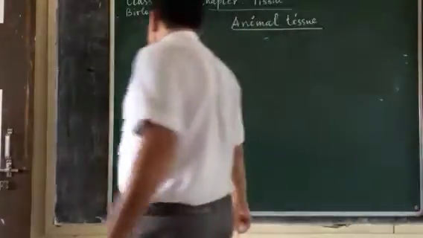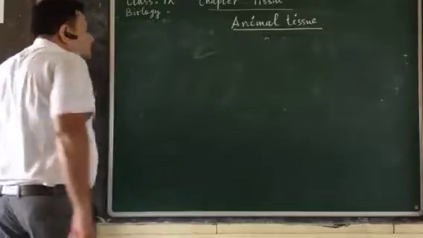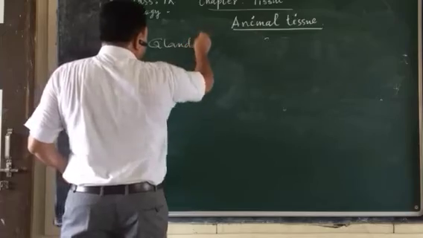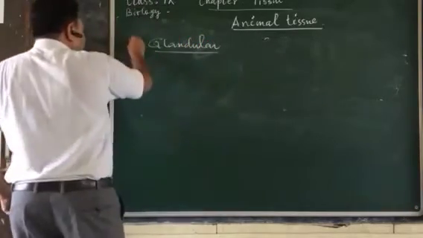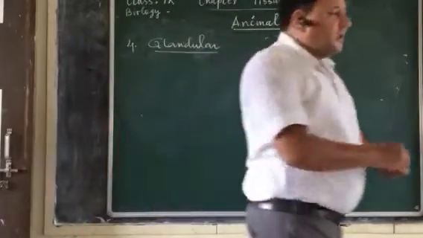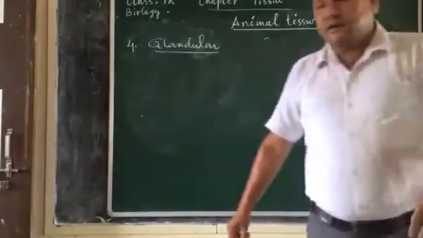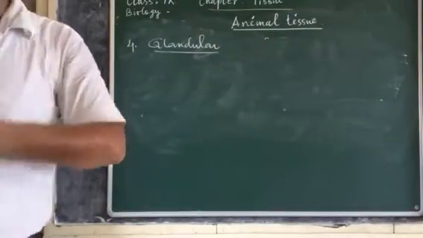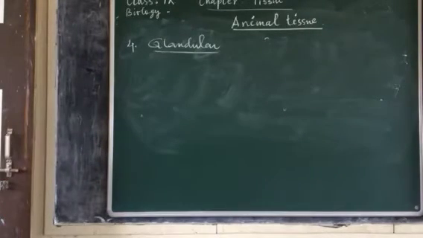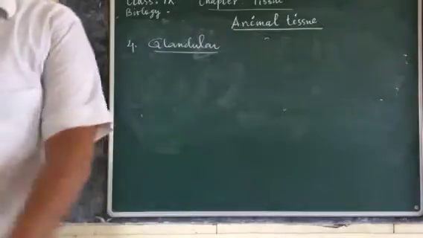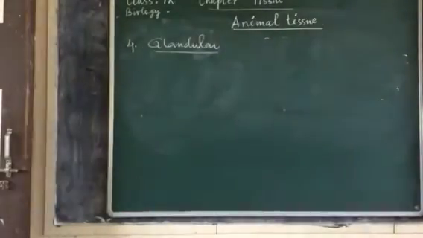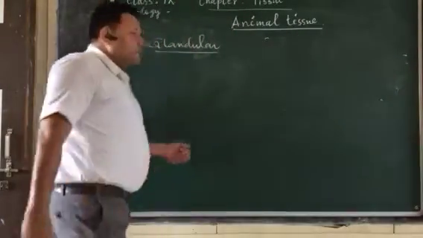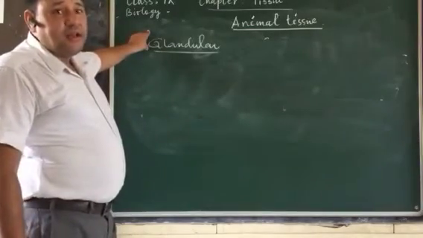Then after this, glandular. See, whenever there will be any type of discussion about the glands, it means they are secretory in nature. It means they are secreting some hormones, they may be secreting some type of chemicals. So they are known as glandular epithelial tissues.